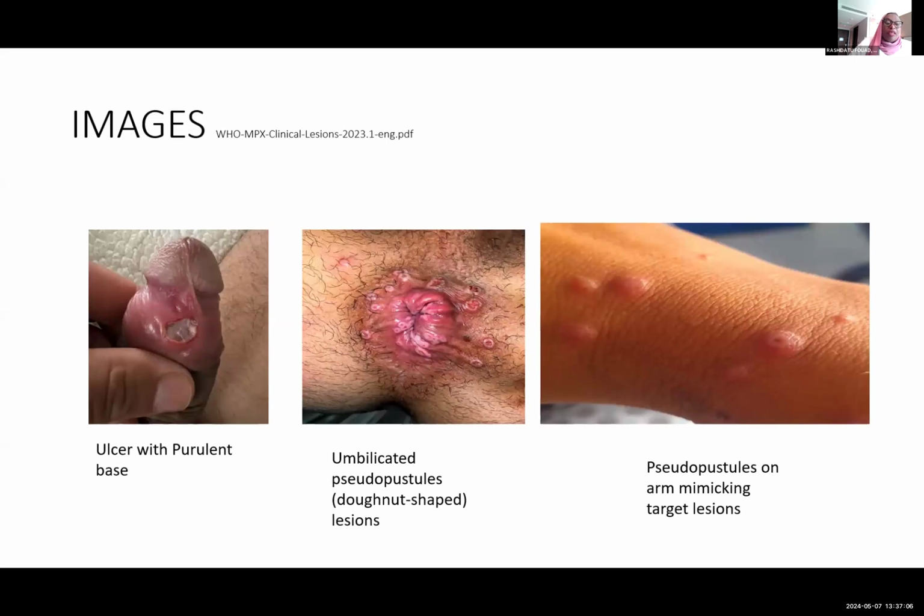So these are some of the images. On my left is an ulcer with purulent base. As clinicians, when we look at this, we can think of chancre, we can think of chancroid, we can think of herpetic lesions. These are things that we need to consider, and we'll talk in brief about differentiating or coming to a conclusion on your diagnosis. And then the umbilicated pseudopustules, the donut shape. This is a typical image of this. And on my right, you'll see the pseudopustules on the arm.